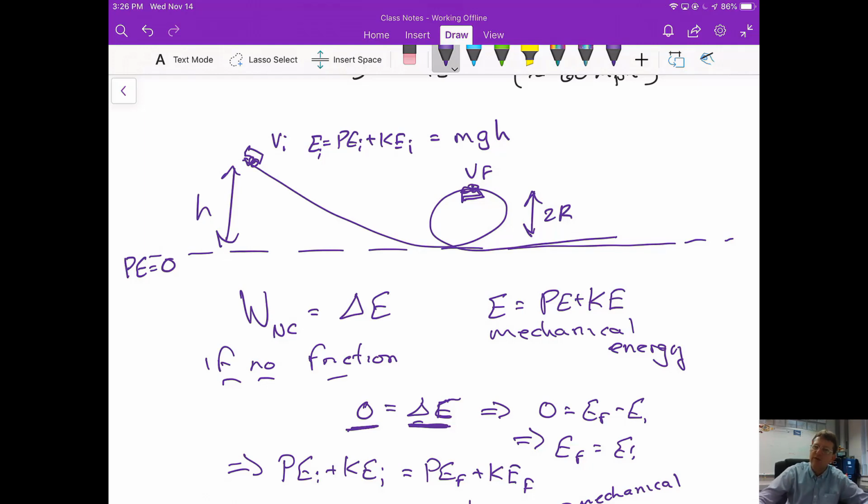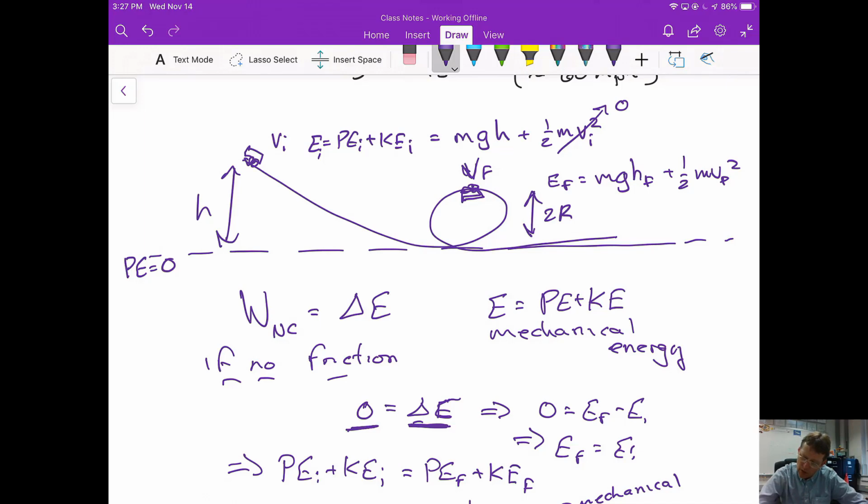Gravity is the only potential energy we've got so far. We will add in potential energy due to springs later. Okay, so potential energy due to gravity is mgh, and kinetic energy is 1/2 mv initial squared, and v initial is 0. So the total mechanical energy at the start is just mgh. Then the total mechanical energy at the final position, E final, equals mgh final plus 1/2 mv final squared, and h final is equal to 2r.